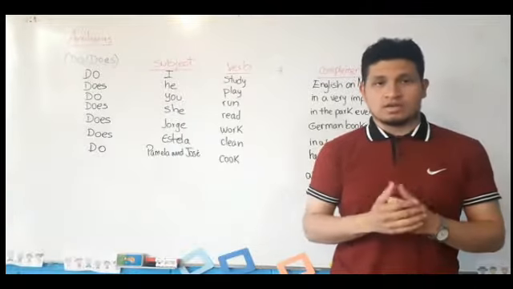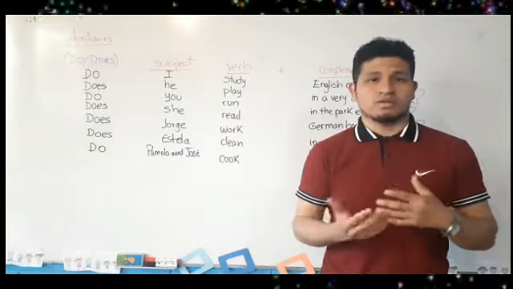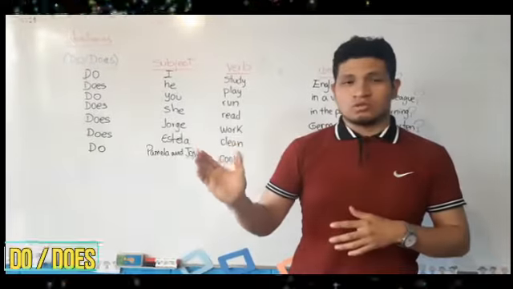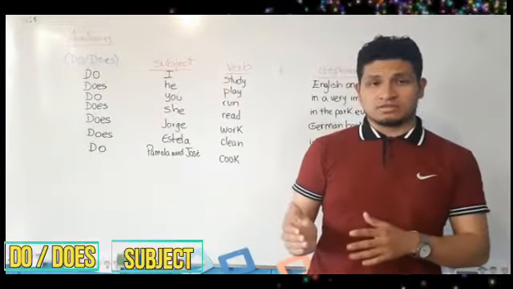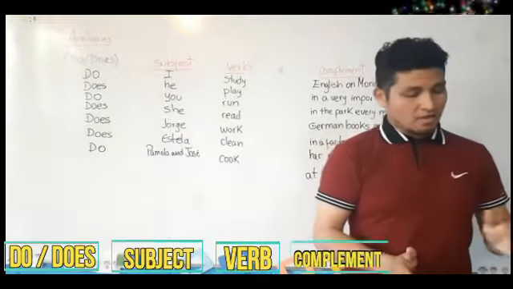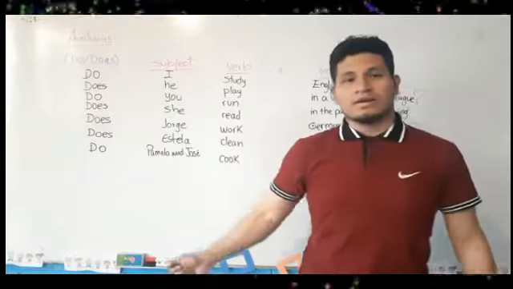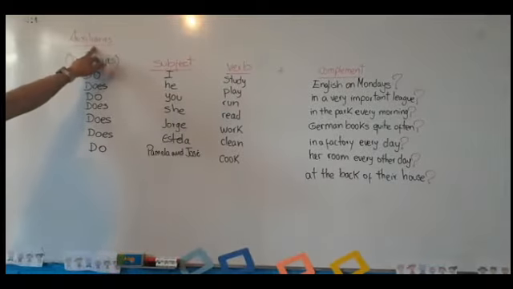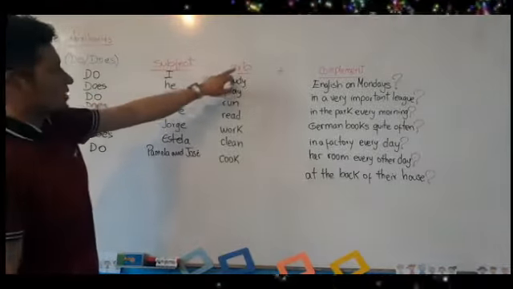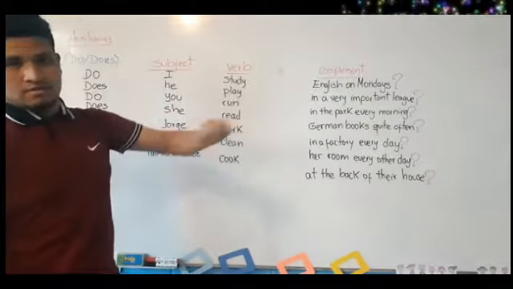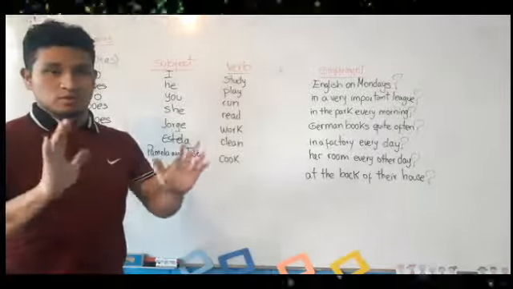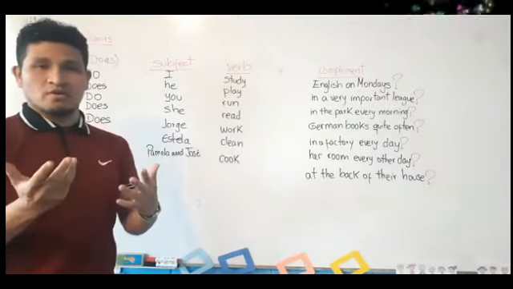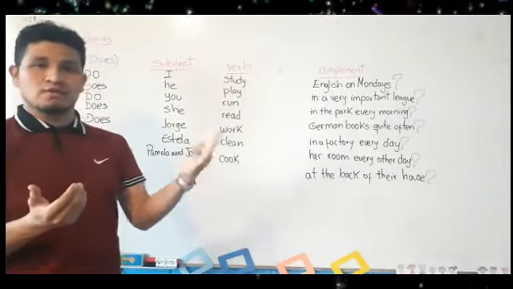So let's see the structure in the question. How we're going to make the question in present simple. Okay, so we have the auxiliary do and does. We have the subject. We have the verb, and we have the complement. Okay, so now let's see these examples. We have the auxiliary plus the subject plus the verb and plus the complement. Okay, so we're using the same examples, don't worry. We're just making it into the three forms in the present simple: affirmative, negative, and questions.